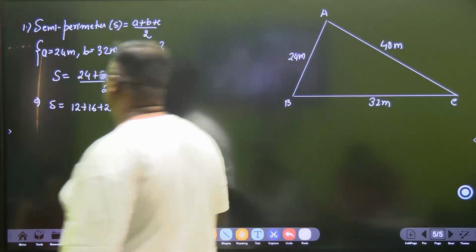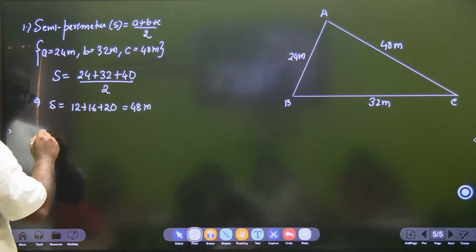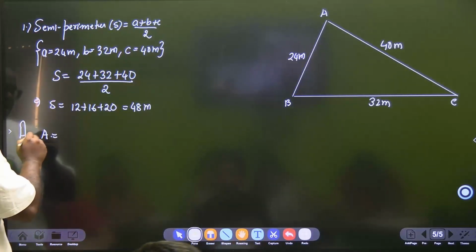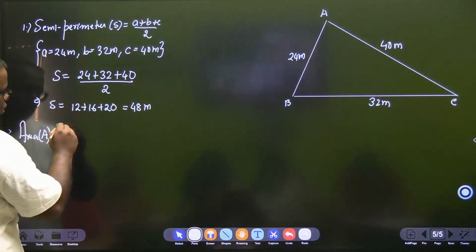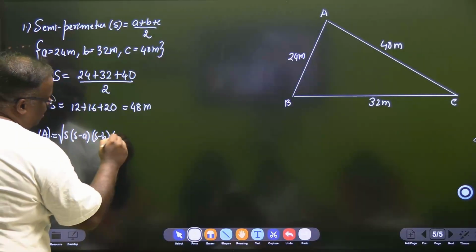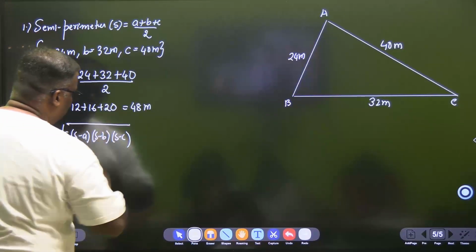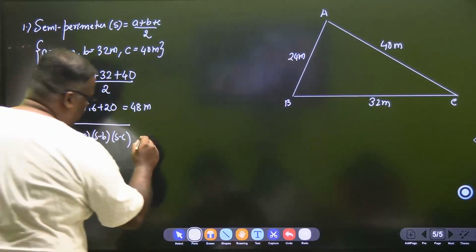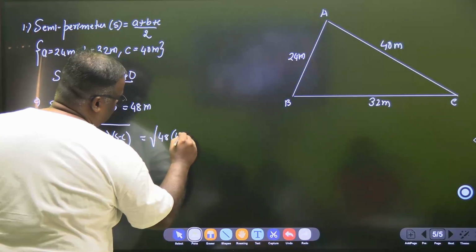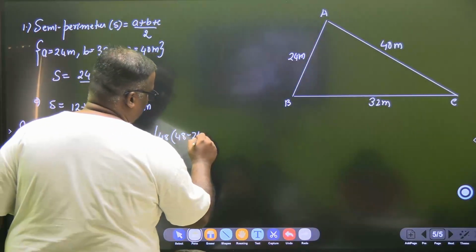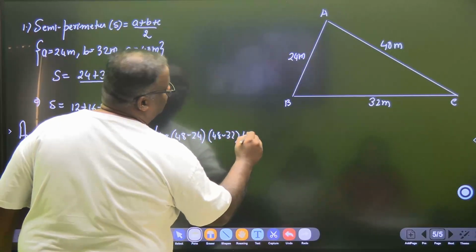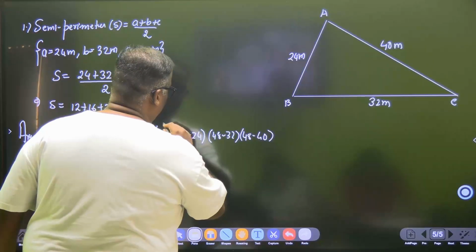So let's put our formula now. Area, so first time I'll write area as A. Area A is equal to root under S into S minus a, S minus b, S minus c. Perfecto? So let's put our values. Root under, what is the value of S? 48. 48 minus 24. Then 48 minus 32. 48 minus 40. Understand, children?